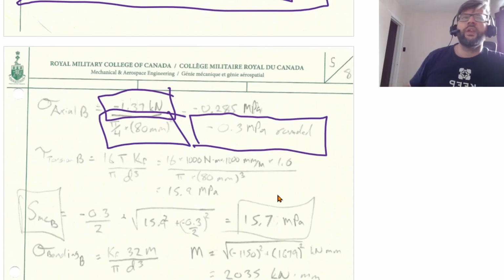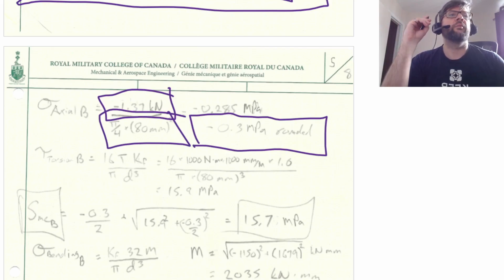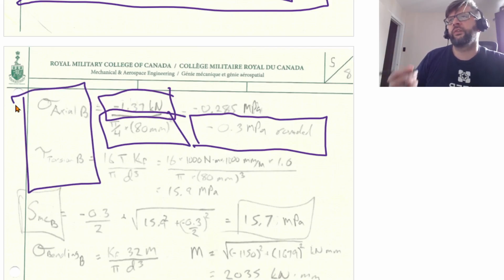Wouldn't hurt to put it in there and say it's 1.0, but if it's 1, I often just don't bother putting it down. Torsion, however, at B: 16 T Kf divided by pi d to the third. Plugging the values in, 16 times 1,000 newton meters times 1,000 millimeters per meter times 1.6, divided by pi times 80 millimeters to the third. That gives us 15.9 megapascals. Again, both the axial and the torsion contribute towards the mean stress because those are constant. They're not varying.